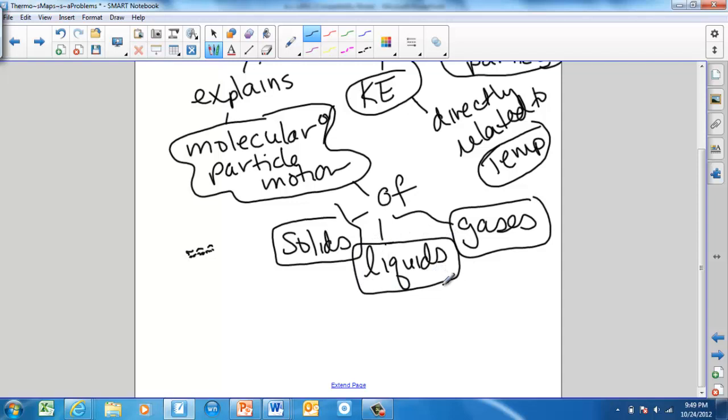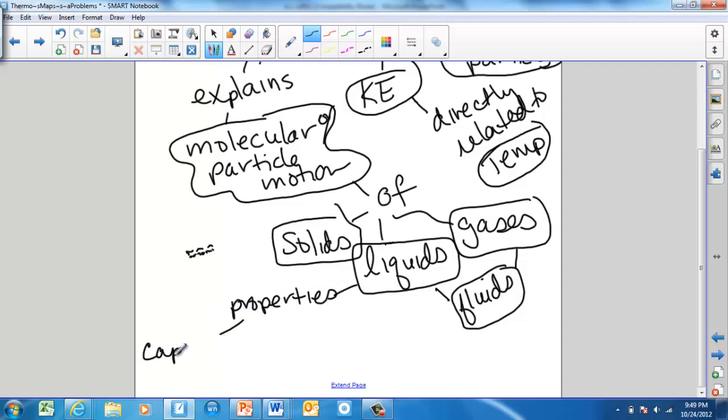Now, for both liquids and gases, we also refer to these as fluids, meaning that the particles can slide past one another. Okay. Now, with liquids, there are two special properties that are unique to liquids that really were covered in 4C, but we can mention now anyway. And the two properties of liquids that are important are capillary action, which is where the surface of a solid is attracted to the surface of a liquid, as well as surface tension.